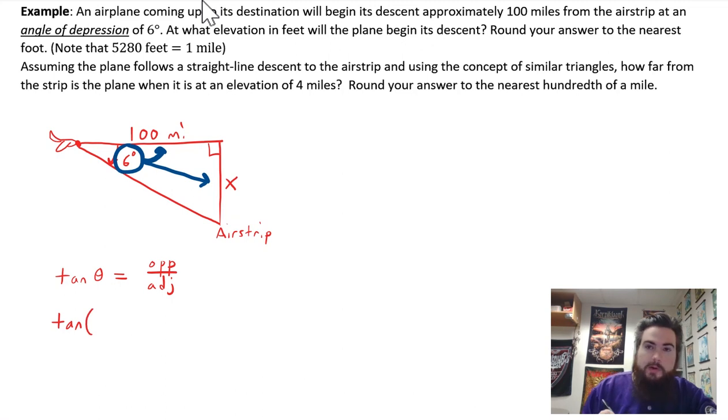If we plug things in accordingly here, tangent of theta, which represents our angle measure, that will be 6 degrees in this case, will equal the ratio of opposite over adjacent. Our opposite we indicated earlier is x, and our adjacent is 100. If I need to solve for x, I simply need to multiply 100 to the left. You get 100 tangent of 6 degrees is equal to x.